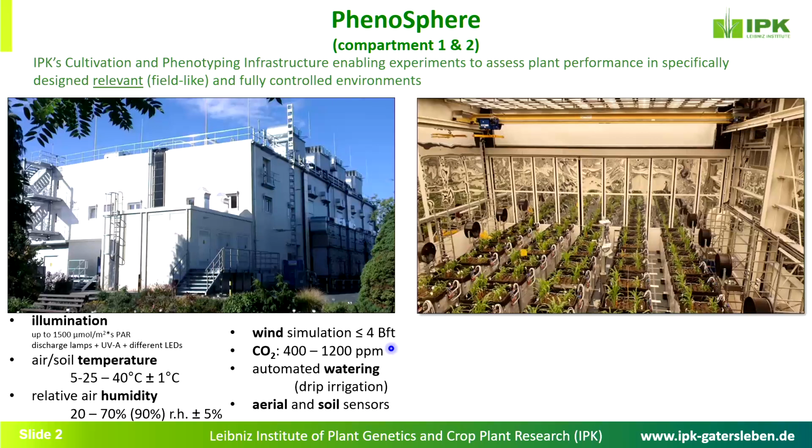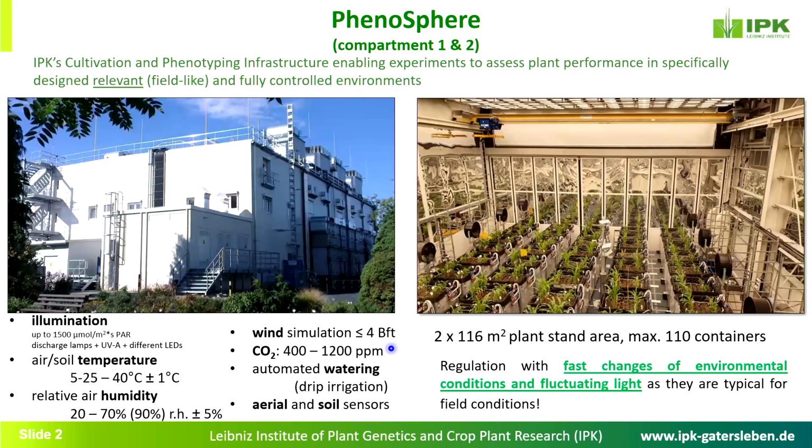So we have 2 compartments, 2 plant stand areas, each of 116 square meter size, and a maximal load out, at least in these experiments I'm showing you, was 110 containers. So with a side view panel of the PhenoCrane, we block 1 container position, which reduces it to 54 containers, so 108 container maximum with the current setup of the system.